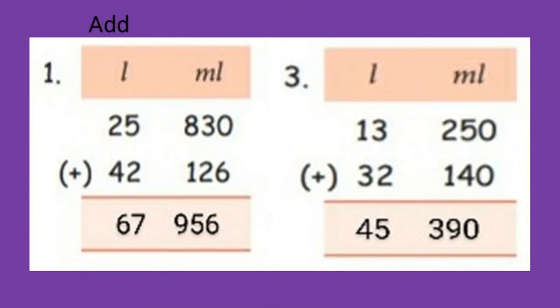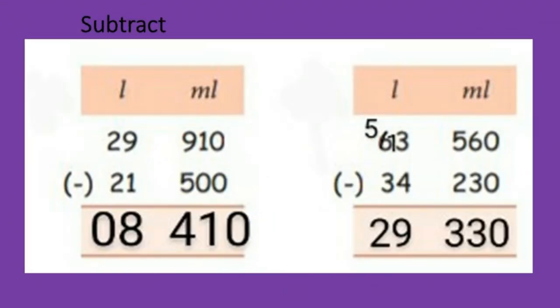Likewise, we have to add the second number, that is 13 liter 250 milliliter plus 32 liter 140 milliliter. Likewise, we have to write the numbers according to the digits. 0 plus 0 is equal to 0. 5 plus 4 is 9. 2 plus 1 is 3. 3 plus 2 is 5. 1 plus 3 is 4. So the answer is 45 liter and 390 milliliter.